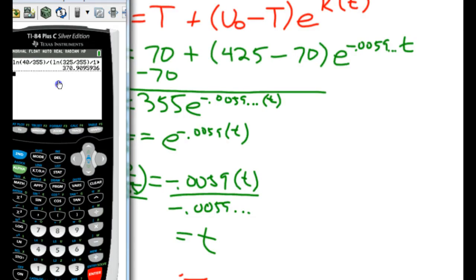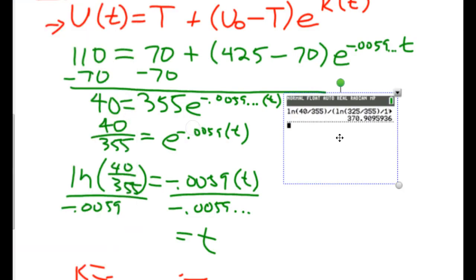All right, so the final time is this many minutes. 370 minutes? Wow, that's a long time. That's 6 hours, right? For cookies to cool down? Yeah. So 370.91, and the units are minutes, because it took 15 minutes to cool down that far, right? Yeah. Okay.